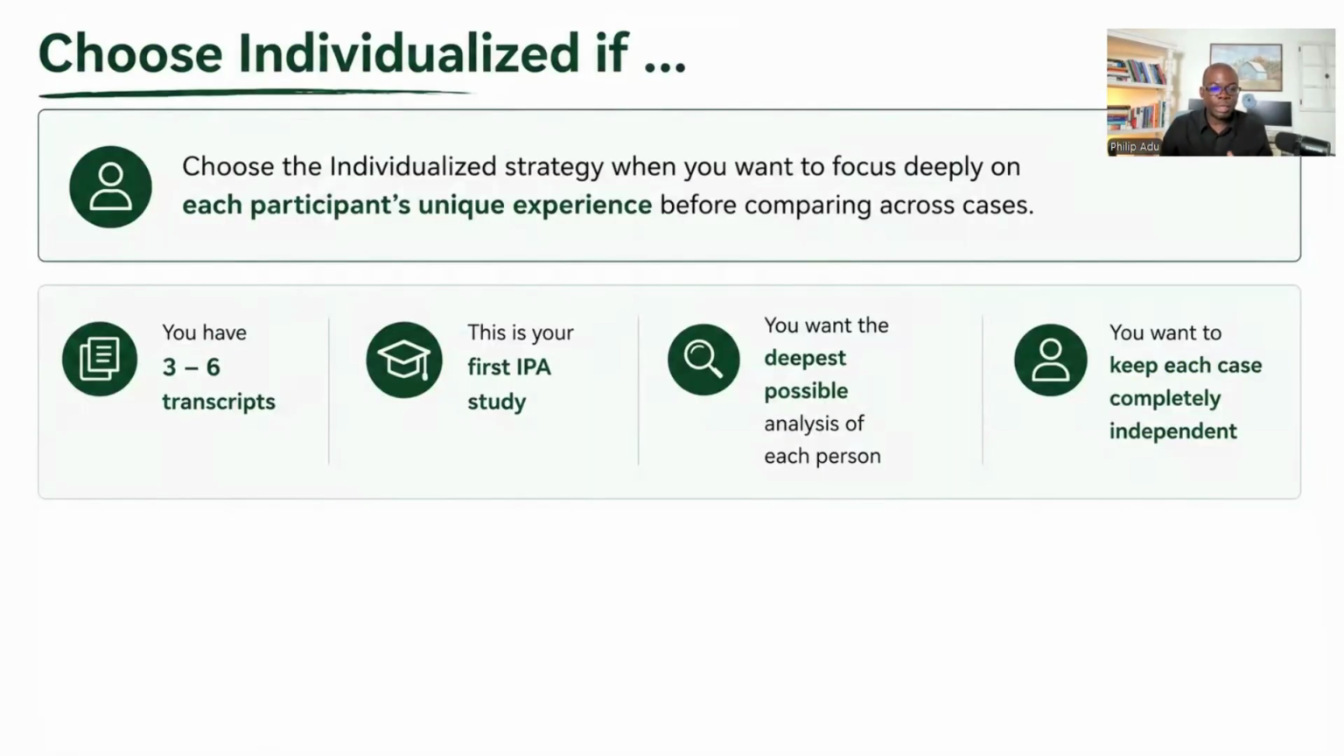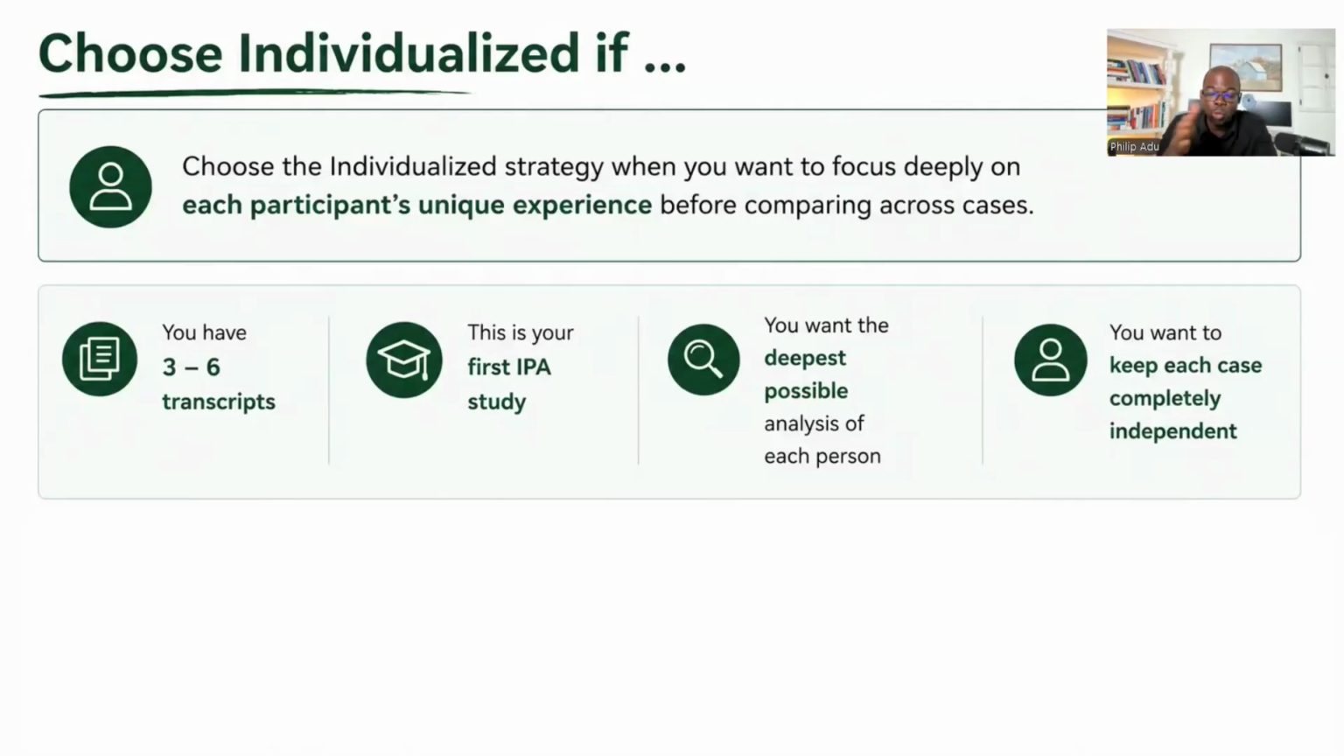So which one do you have to choose? It all depends. If you have about 3 to 6 participants, then individualized is very good choice. If it's also your first time of using IPA, individualized is the one that is the best because it's the original or the classic way of analyzing data, because your focus is to first understand individual unique experience before you think about overall experience. But the only limitation is that it takes a long time for you to finish.